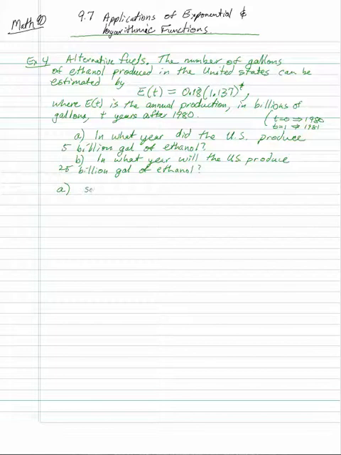It says solve for t when E of t equals 5 billion. So we're going to put 5 in for E of t. 5 equals 0.18 times 1.137 to the t. So this is an exponential equation. Let's get the exponential part, this part, by itself. So you've got to divide by the 0.18 on both sides.